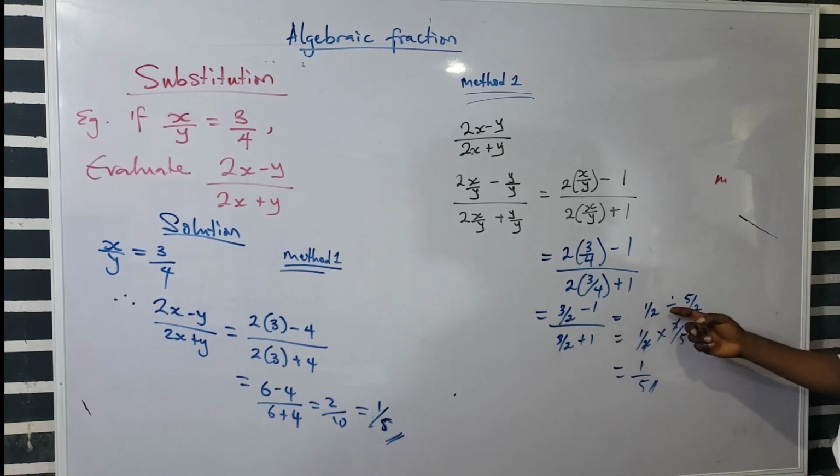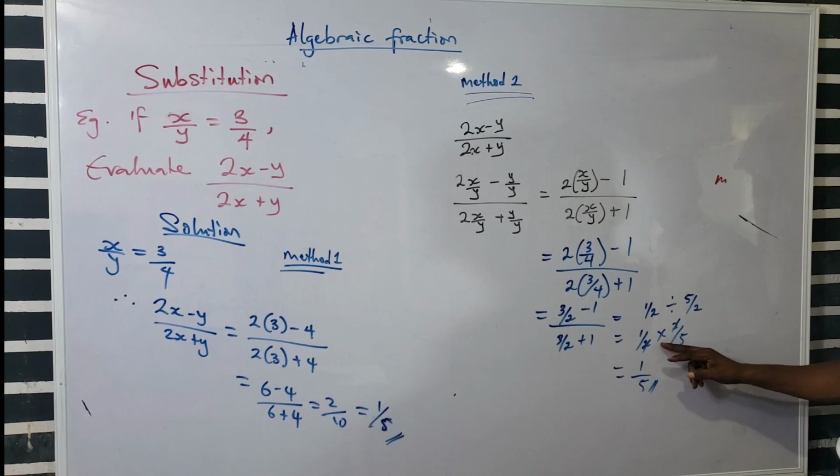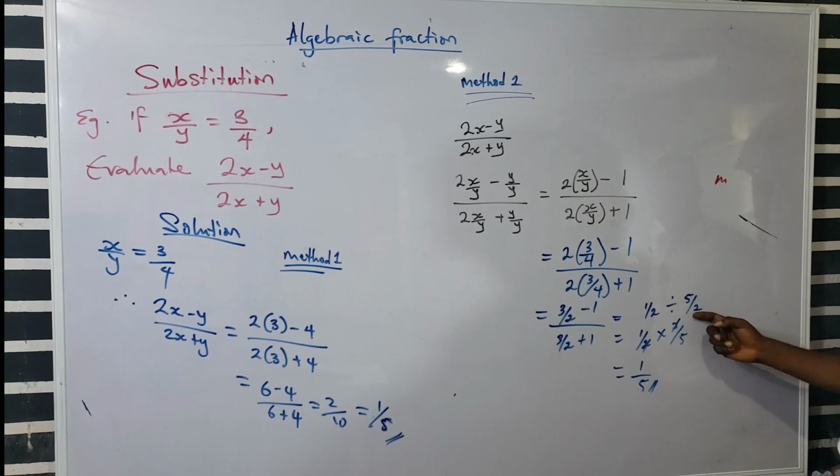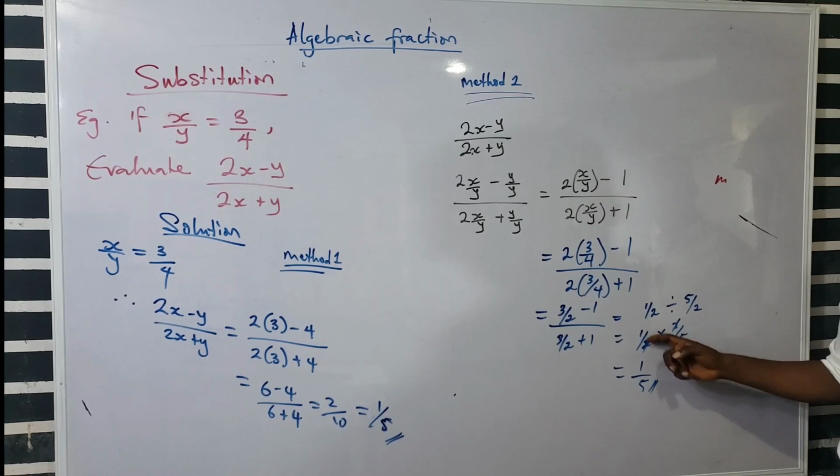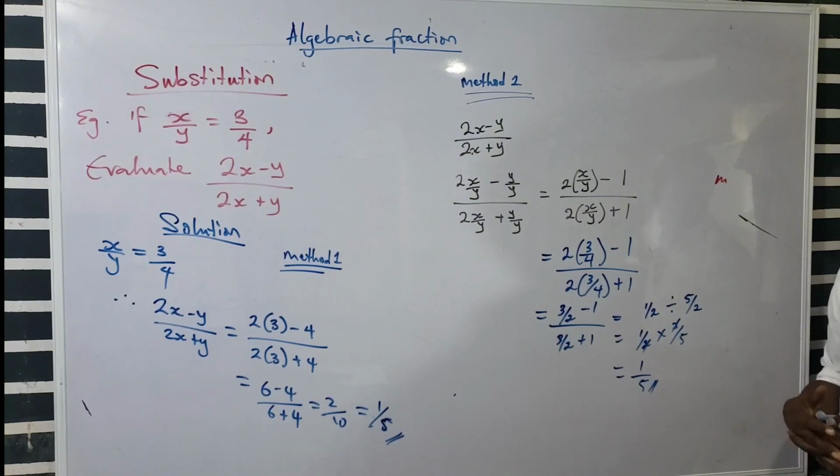Remember, all over means divide. So you can change the divide to multiplication. The denominator of this one will come up. The numerator of this one will come down. So you have 1 over 2 times 2 over 5. So 2 can cancel 2. You now have 1 over 5 remaining.